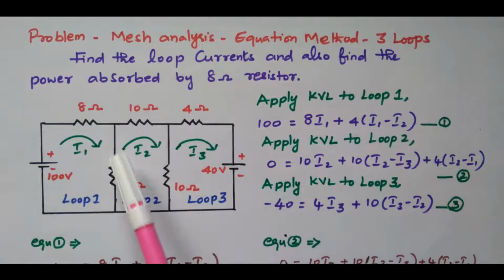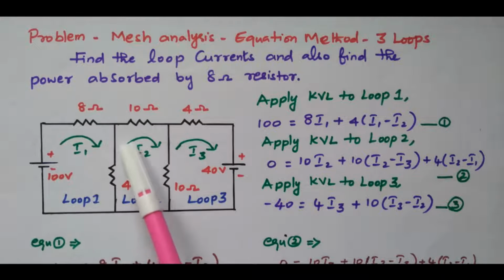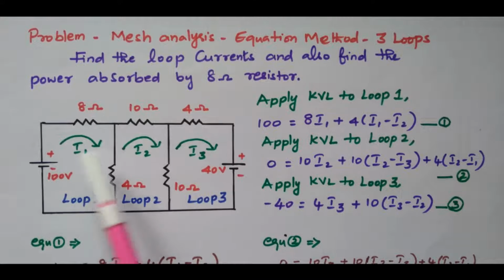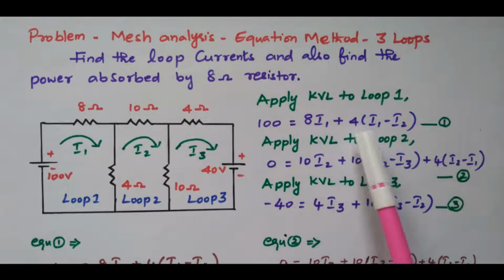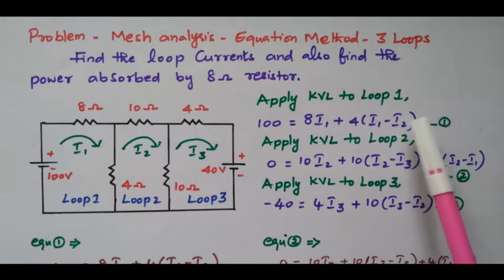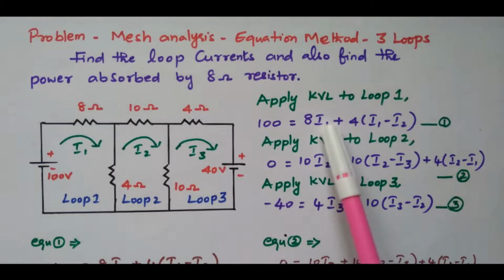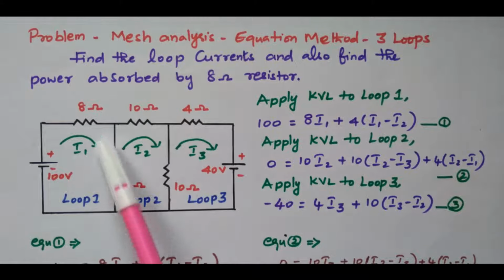So the 4 ohm is connected between loop 1 and 2. I1 current is flowing in downward direction and I2 current is flowing in upward direction. Both are opposite, so the difference between these two currents will be flowing through the 4 ohm resistor. So that drop is 4 into I1 minus I2. While referring to loop 1, it is I1 minus I2; if you refer to loop 2, it is I2 minus I1. So we frame equation 1: voltage rise 100 equals voltage drop across the 8 ohm resistor plus voltage drop across the 4 ohm resistor. Now we have framed equation 1. Now we will consider the second loop. Loop means closed circuit.